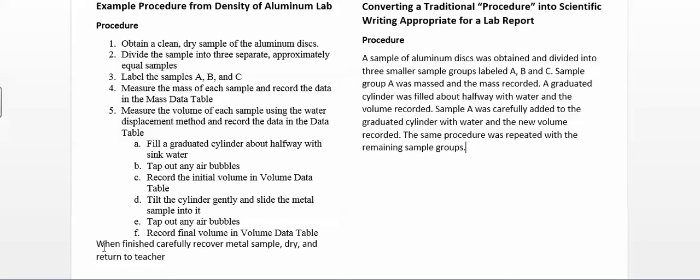Notice here that I do not include the "when finished carefully recover metal sample" and so on. The reason I'm not including that is that that's not data. The procedure is simply about the data that goes into the data table. Also notice that in here is nothing about the actual density, because density is something that has to be calculated. Procedures are simply about the measurements, how we got to the measurements and the observations, not how we got to the final conclusions. I hope you found this helpful.